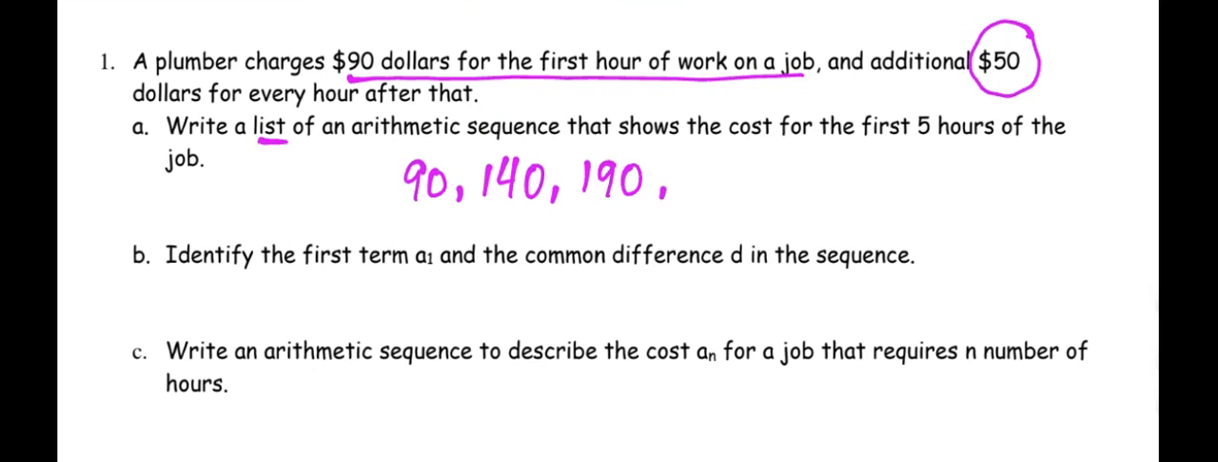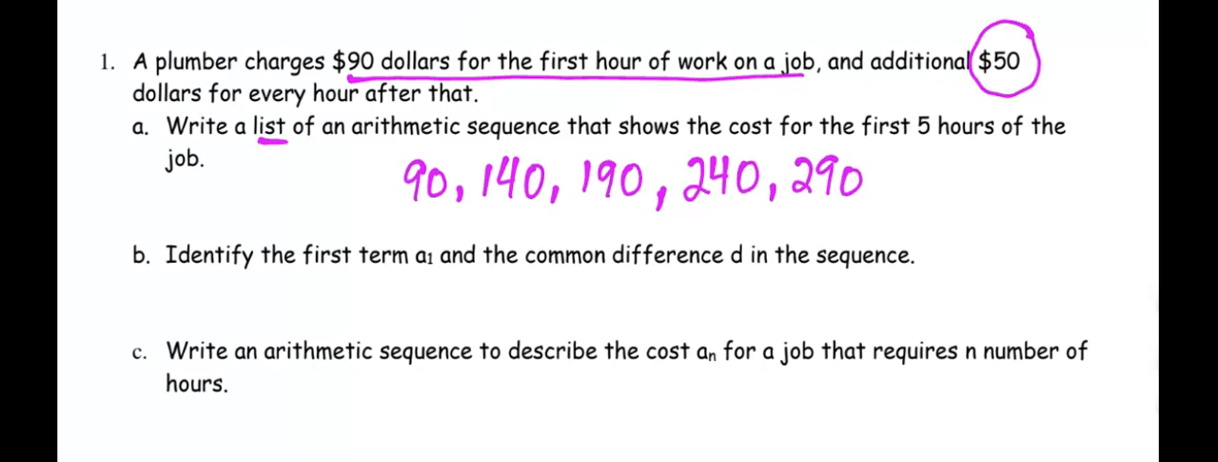Now for another hour, I need to pay $50 more. That means I have to add 190 and 50. That means I'm going to end up with 240. And for 5 hours, I need to pay $50 more. That means $290.